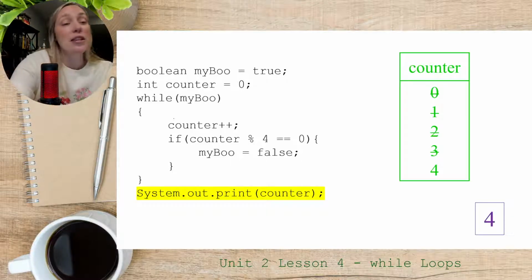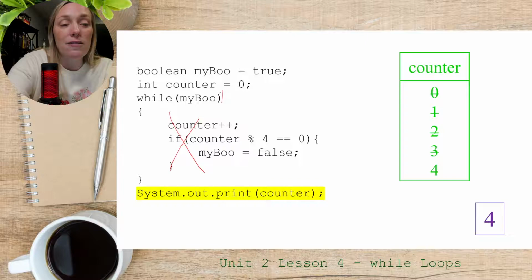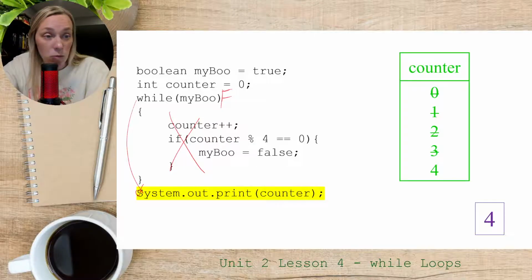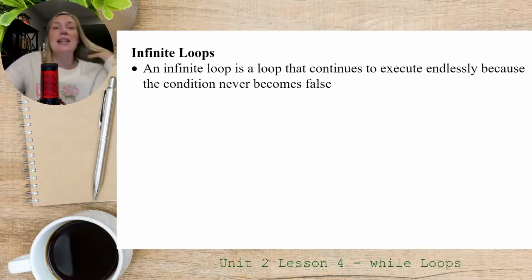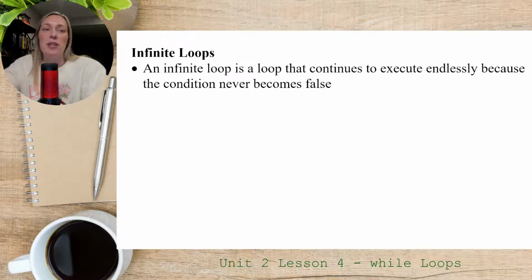Okay. So again, with this code, as soon as this is false when I go up to check, then I skip this and I continue on with my program, okay? All right. Let's talk about a few of the finer points of these while loops now.